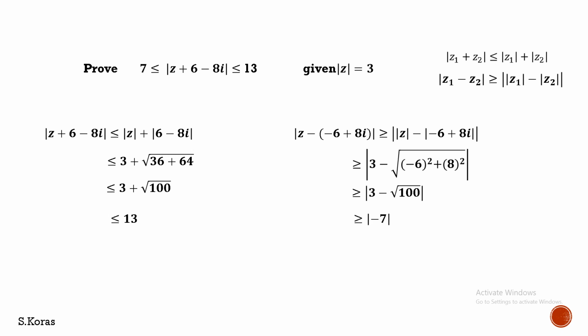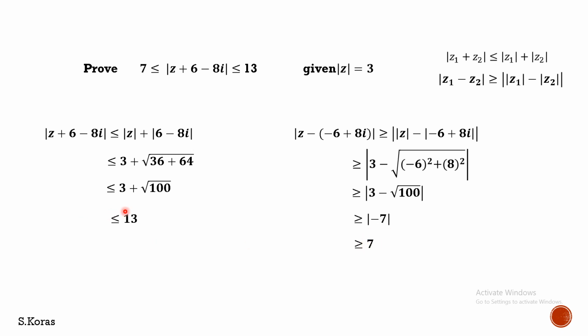Since it comes inside the absolute value, the value of this is plus 7. We have to change the sign. Now, if you see, this value is greater than or equal to this value. Am I correct? So this value, that is modulus of z plus 6 minus 8i, will be greater than 7. It will take values like 7.1, 7.2, like that. It will go on. So its minimum value is 7.